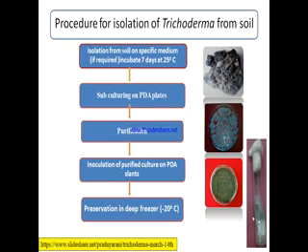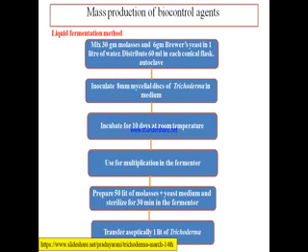And preserve those slants in a deep freezer for further study purpose. Now coming to the mass production using liquid fermentation method. So you have to mix 30 grams of molasses and 6 grams of brewer's yeast in 1 liter of water. Distribute 60 ml of this mixture in each conical flask. Autoclave them. Inoculate 8 mm mycelial disc of Trichoderma in this media.